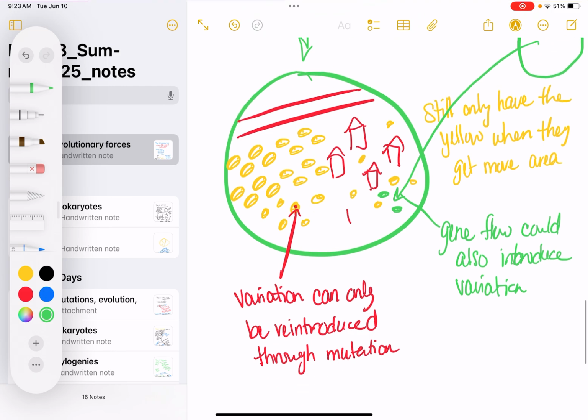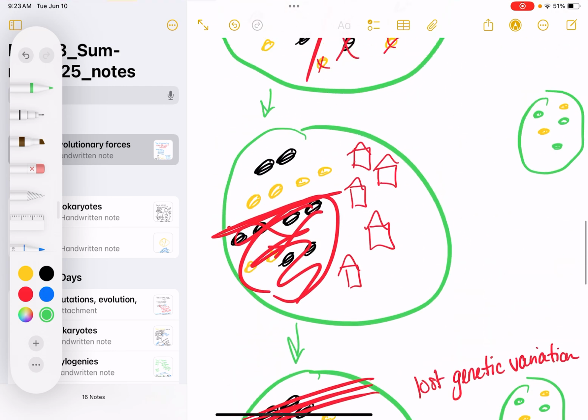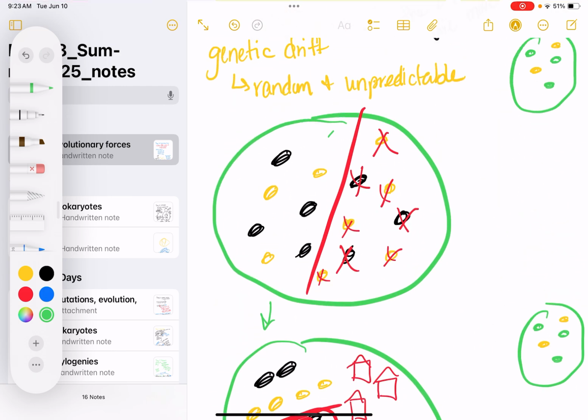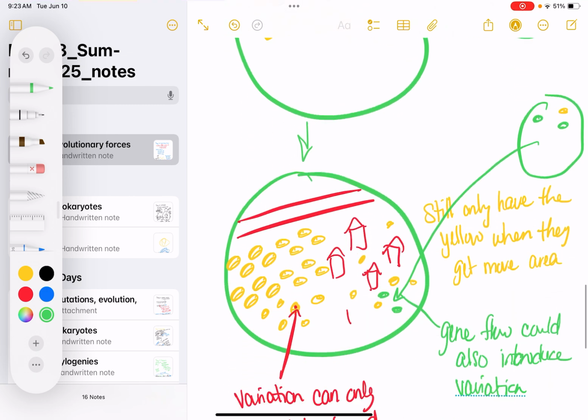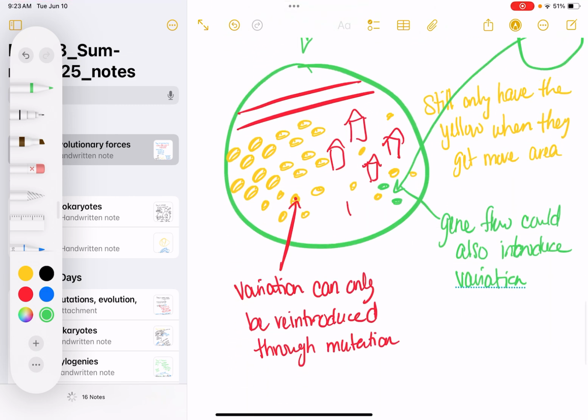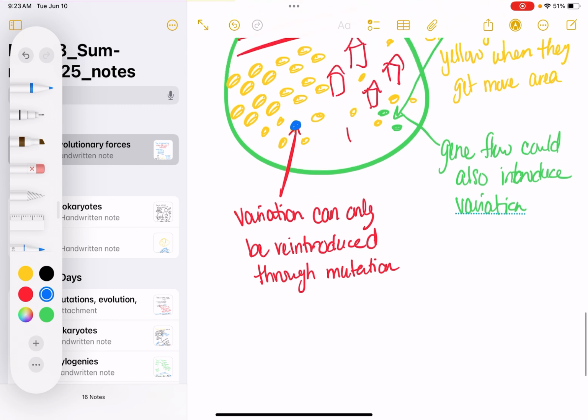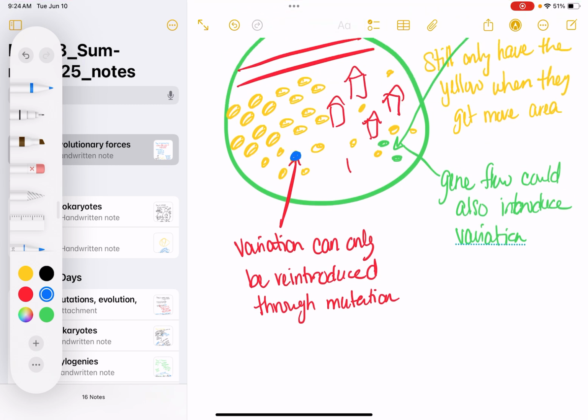But remember again that maybe this black variant is completely lost. We could have some gene flow allowing more variation to come in. We could also have this mutation, maybe in the next generation, make it so that there's another color, a blue individual or something. So variation can be added to existing populations either through mutation or through gene flow.